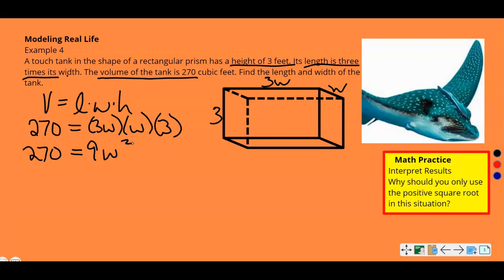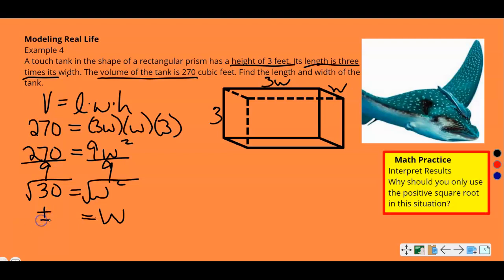All right, now we can solve from here by dividing both sides by 9. We know that 9 goes into 270, 30 times. I forgot my squared term, so that is W squared there. All right, and I'm going to take the square root of both sides. So W equals, remember this 30 is positive, which means I'm going to have 2 real solutions. I'm going to have plus or minus the square root of 30.